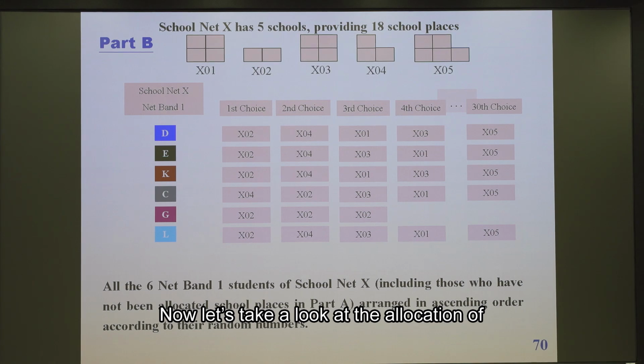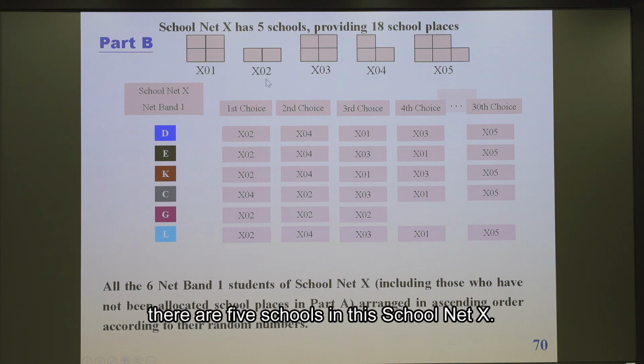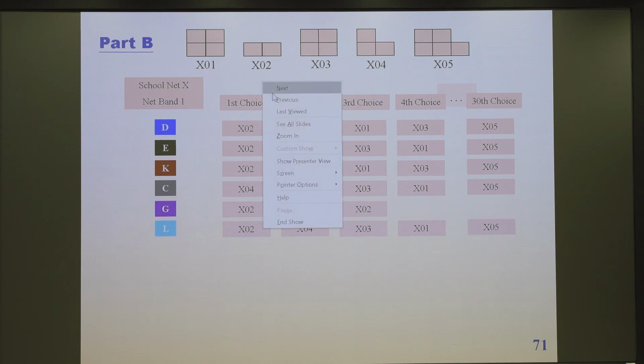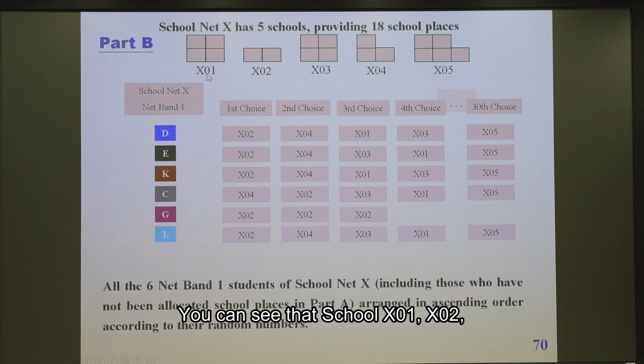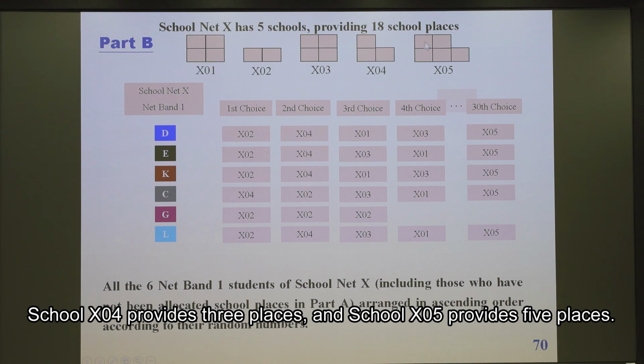Now let's take a look at the allocation of school places in SchoolNet X. On top of the screen, you can see that there are 5 schools in this Net X. You can see that school X01, X02, school X03, school X04, and school X05 altogether provide 18 school places. Well, school X01 provides 4 places, here 2 places, here 4 places, 3 places, and 5 places.